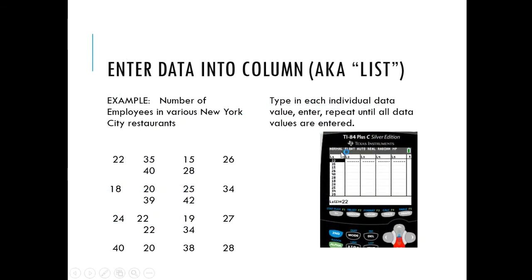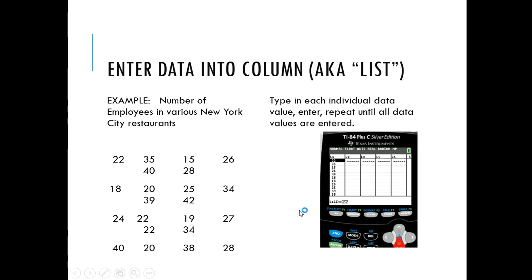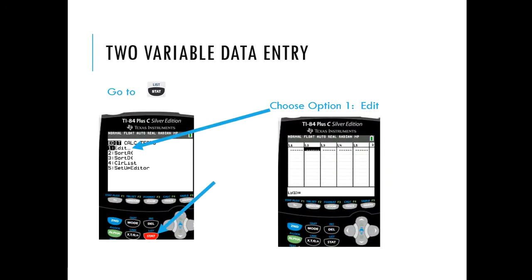Once you're in that blank screen, in L1 you're going to put your data values. You can see here I have a bunch of data values, which I put into my calculator. So that's how you do it if you have one variable. Well, what do you do if you have two variables? Hold on just a second, it's still thinking. For two variables, you go back to stat and hit edit again.